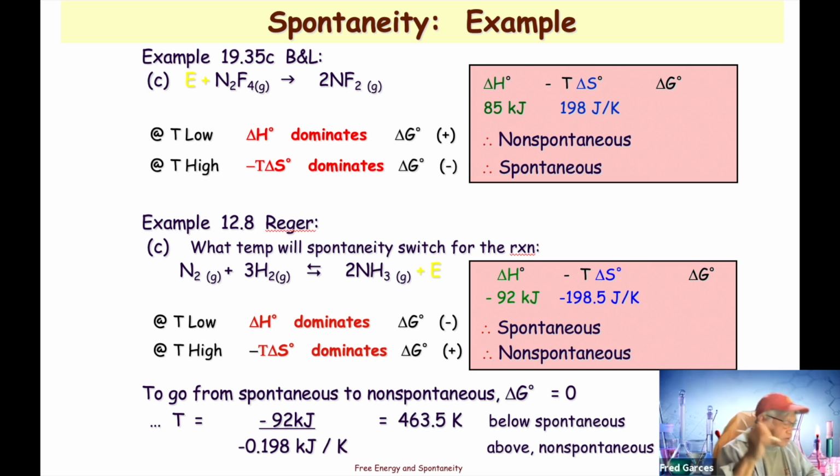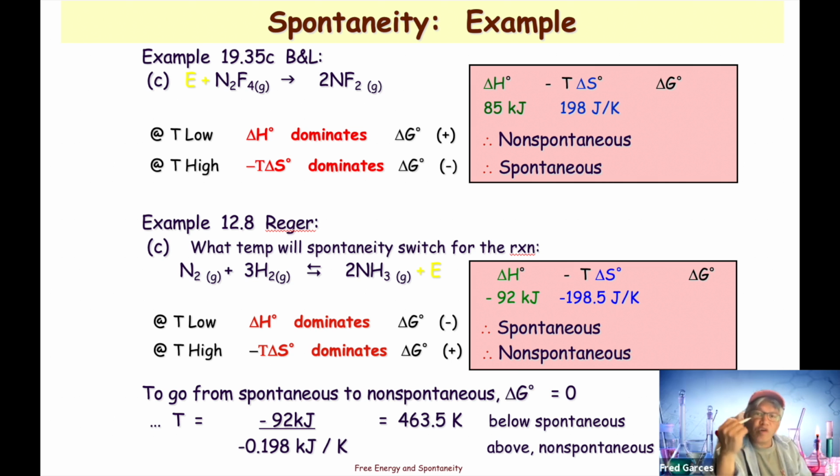Well, when delta G is equal to 0 and it's still delta H minus T delta S, you can actually figure out that temperature in which it either switches from spontaneous to non-spontaneous or non-spontaneous to spontaneous. And that equation is this right here: T equals delta H over delta S.